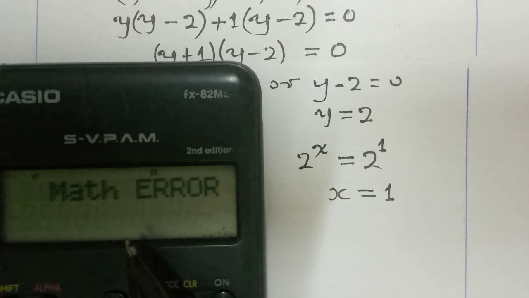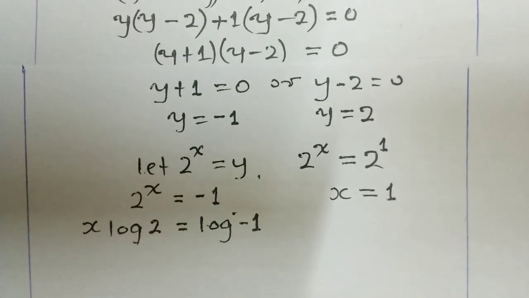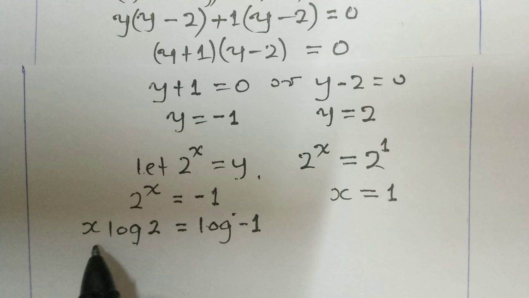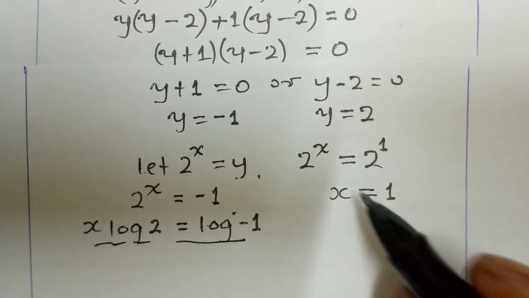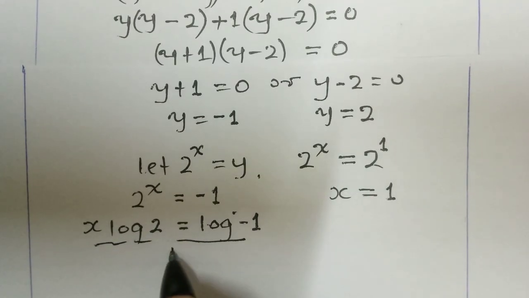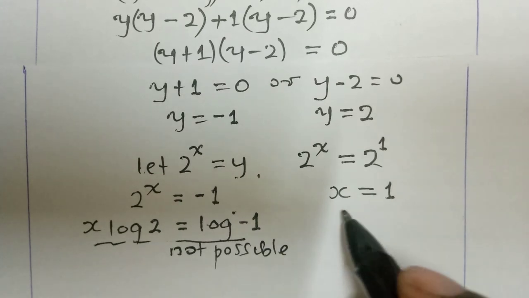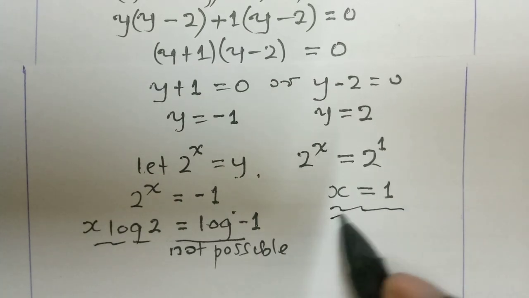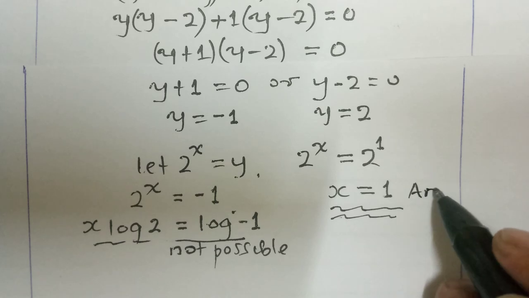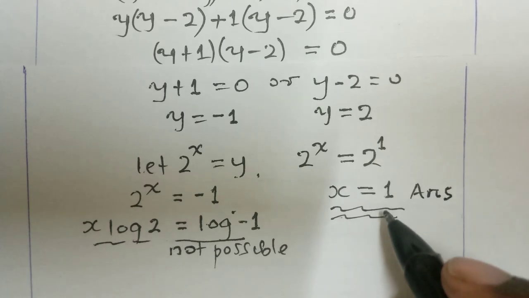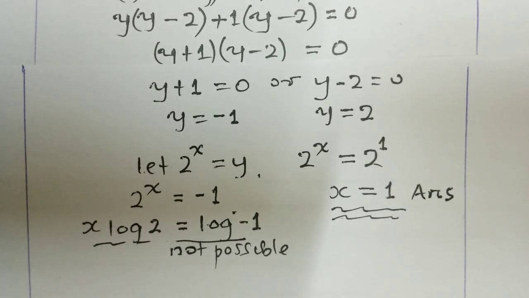Guys, you can see what happens. You can see for yourself. Math error. And so, guys, this is not possible. We do not use this. And so this one we can say not possible. And so, guys, our answer then is going to be x equals 1. And guys, thank you for listening to me, and may God bless you.